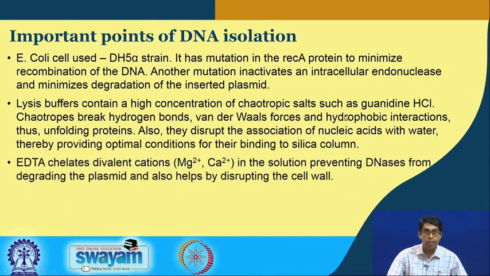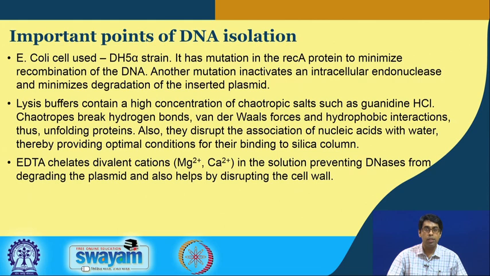So, a very delicate balance of these chaotropic salts facilitates some of these steps. We also add EDTA. EDTA is a chelating agent which binds divalent cations such as magnesium ions and calcium ions. This serves two purposes. One is that it inhibits various enzymes which degrade DNA, such as DNases. DNases are enzymes which degrade DNA, just like, these enzymes are the equivalent of RNase enzymes.